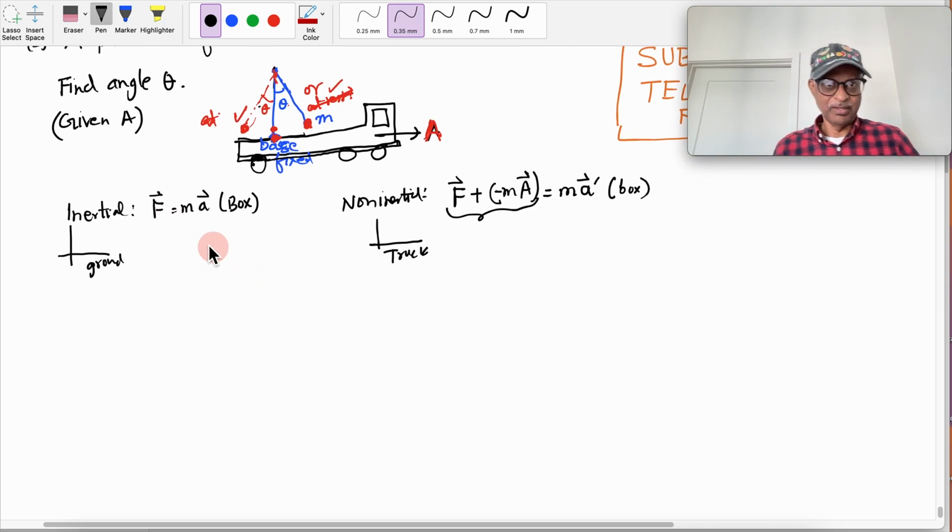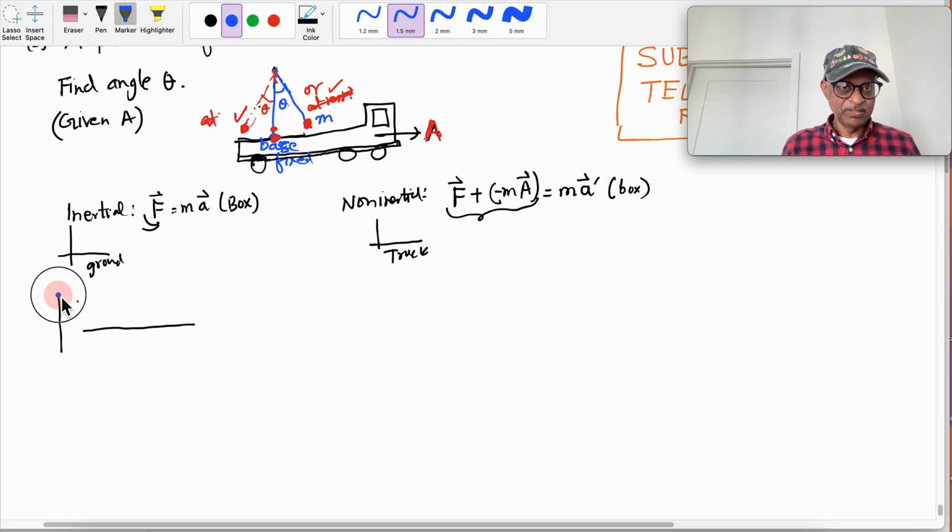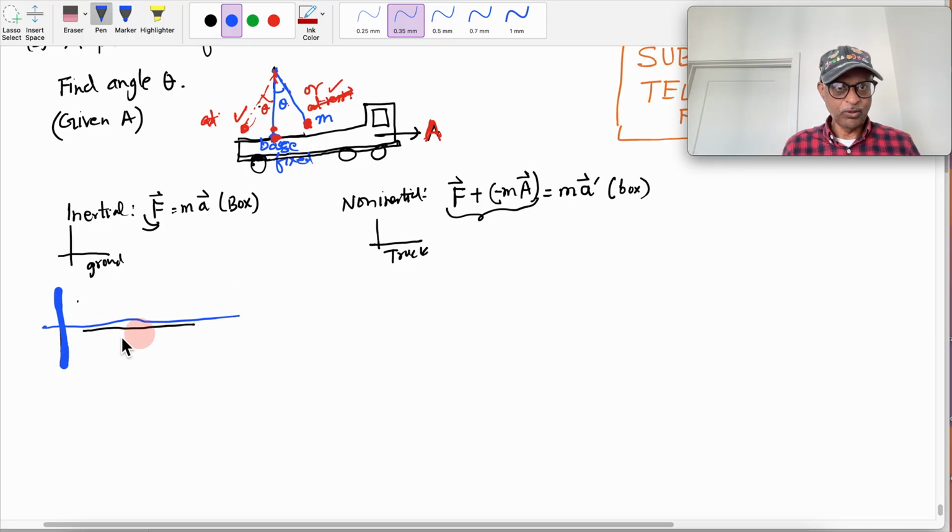So I need to find a frame, and here's the bed of the truck. I'm going to just use a frame which is out in space at the same level as the center of mass of this thing. What are the forces on it? I'm going to get a force. So, writing the equation of motion.